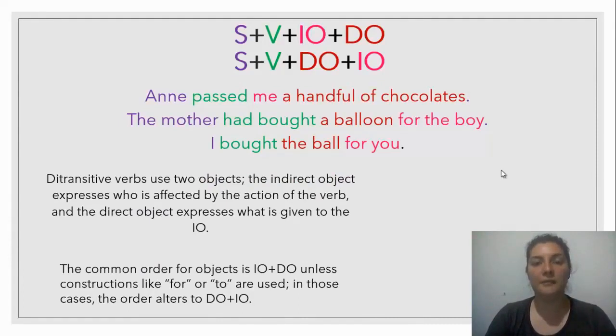In the cases where we have two objects, the indirect object will answer the question who, and the direct object will answer the question what. The common order for objects to appear within a clause is subject plus verb plus indirect object plus direct object. However, there is a variant for this order whenever we have a construction beginning with the prepositions for or to, as in the example, I bought the ball for you.